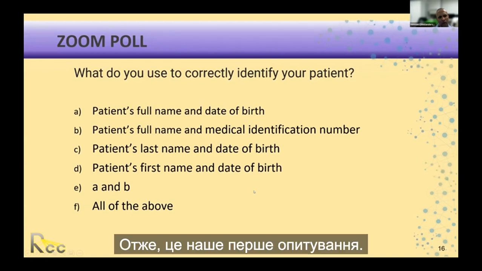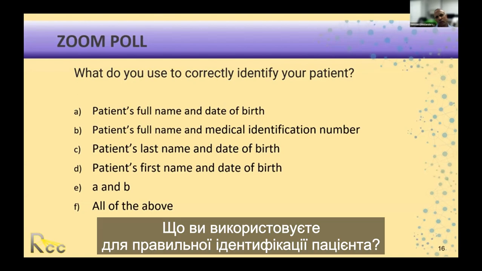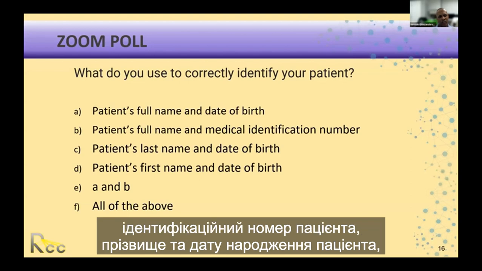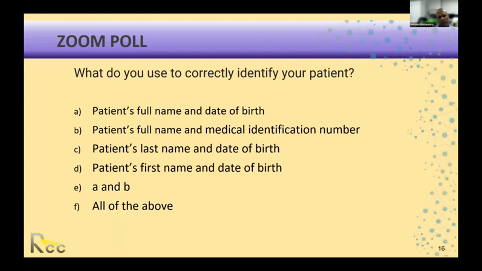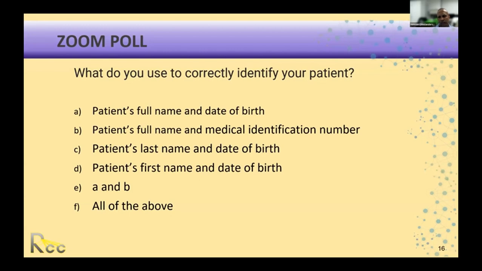All right, this is our first poll. What do you use to correctly identify your patient? Patient full name and date of birth, patient full name and medical identification number, patient last name and date of birth, patient first name and date of birth, A and B, or all of the above. I'm going to give you a couple of minutes to think about that. Let me know when you are ready.